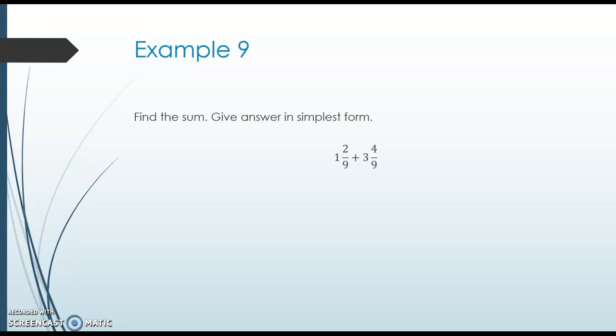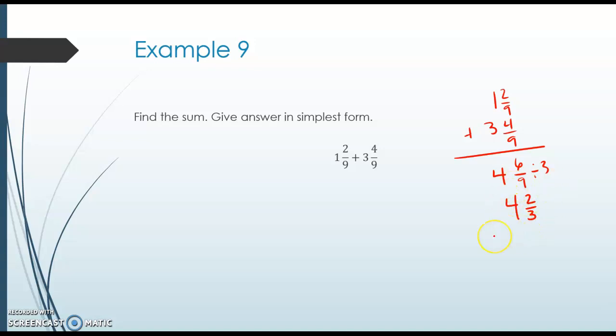You can rewrite the numbers vertically, so like 1 and 2/9 plus 3 and 4/9, and I take my fractions, and these both have like denominators, so we can just add them. If they didn't, we'd have to get like denominators, but since they're both 9, I'm going to do 4 plus 2, which is 6, so I have 6/9, and then 3 plus 1 is 4, so I'm ending up with 4 and 6/9, and then I reduce. So 3 goes into both of those, so I'm going to end up with 4 and 2/3.